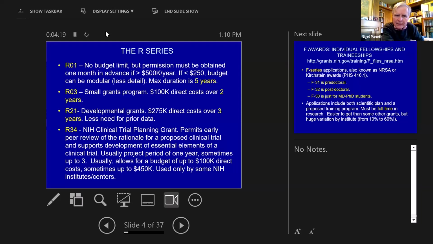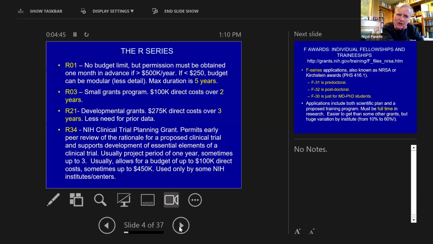So the R01 has no budget limit, but permission must be obtained 1 month in advance if you want to spend more than $500,000 a year. On the other side, if it's less than $250K, the budget can be modular. It doesn't have to have as much detail. The maximum duration is generally 5 years, and pretty much everybody does apply for 5 years. Some people apply for less.